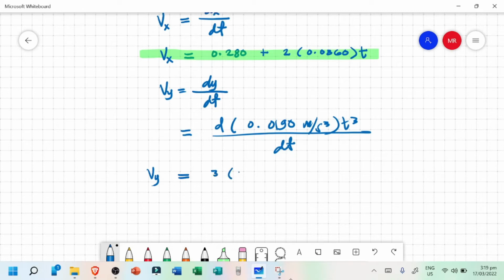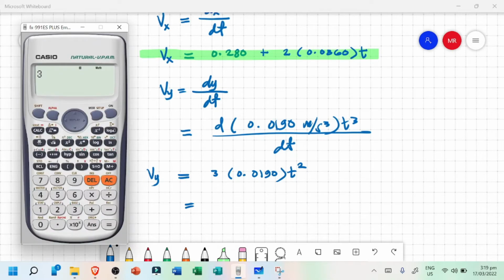So we'll have now v y as a function of time will be equal to 3 times 0.0190. Disregard uli muna natin yung unit. Times, so we have an exponent of 3, this will become t squared. So this is equal to 3 times 0.019. 3 times 0.019 is 0.057.